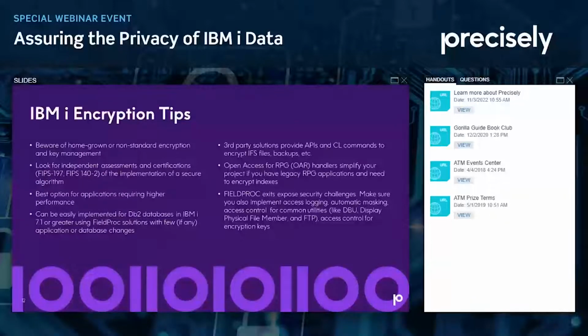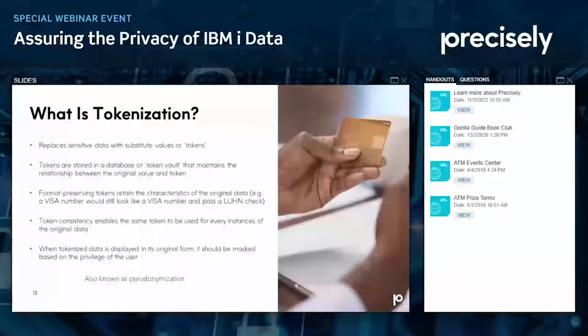And then there's a couple of specific things on the IBM i side: Open Access for RPG. If your encryption solution can handle those, you make it much easier to encrypt legacy RPG applications that you might have on your system and encrypt those indexes. And then FIELDPROC is another IBM i specific thing that allows you to implement logging and masking and access control, frankly, across a number of different elements of the IBM i. And you can even have the access control for those keys. Like I said, you want to always protect those keys. So the FIELDPROC thing really speaks to the IBM i platform specifically.